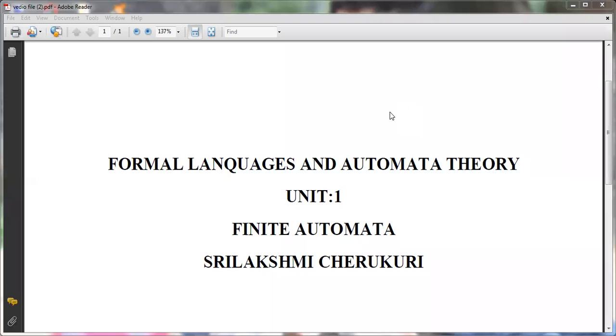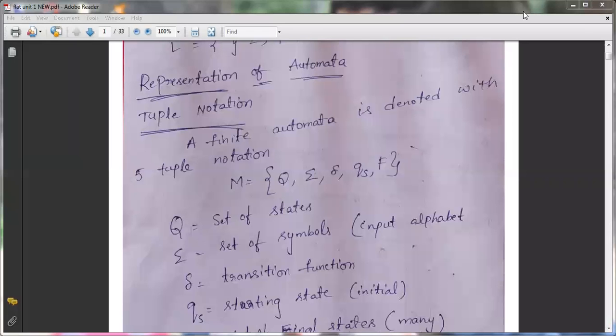Good morning to all. Today I am going to start the finite automata, how to construct the finite automata in the first unit. How to represent the finite automata. The representation of the finite automata.